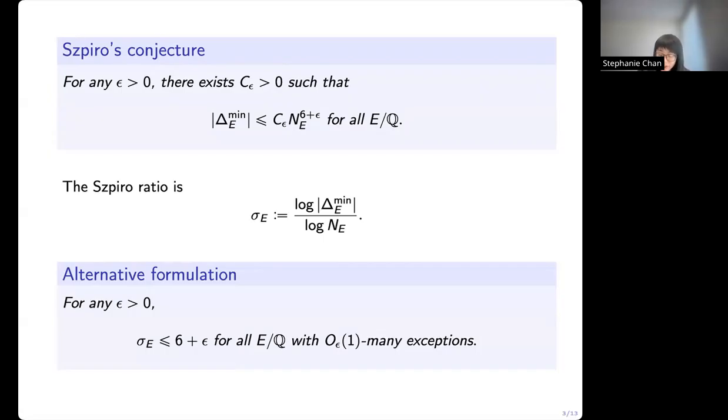Just as in the previous slide, from Ogg's formula we have that the minimal discriminant is greater than the conductor. So trivially, the Szpiro ratio is at least 1. This lower bound for the Szpiro ratio is trivial, but what we don't have is a uniform upper bound on the Szpiro ratio. The conjecture is that this should be almost always bounded by 6 plus epsilon.